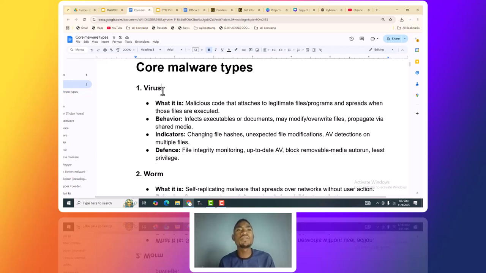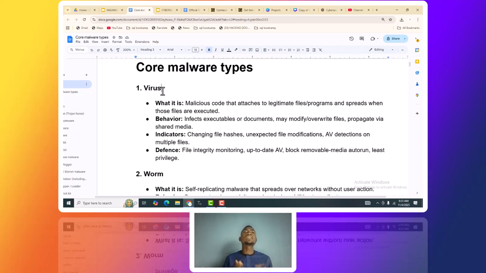Some of the behavior of a virus is that it affects executables or documents. It can also modify or overwrite files and propagate via shared media. What it means is that if I have a virus in my laptop and I insert my flash drive or any other external drive, such external drive will as well be infected, because it can crawl from one device to another.